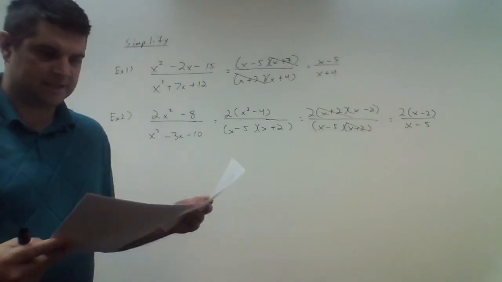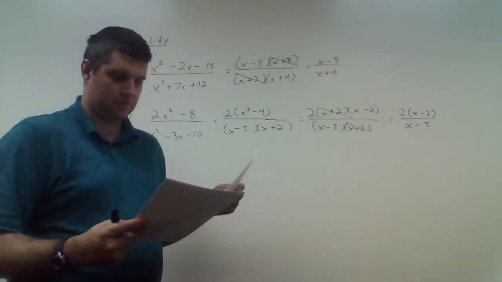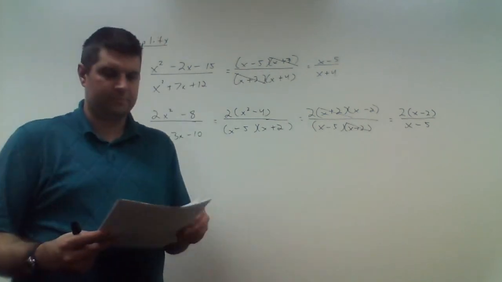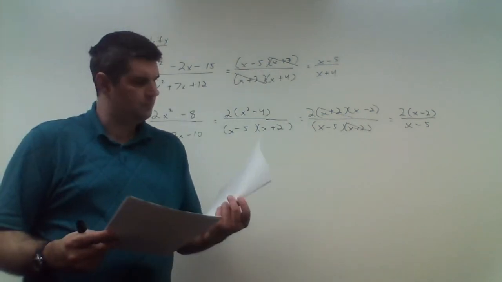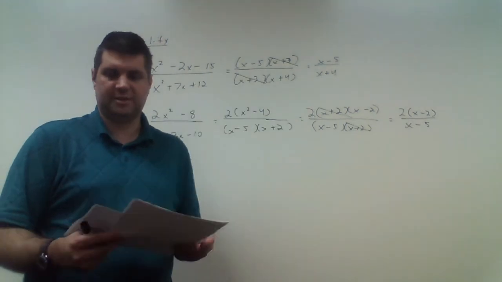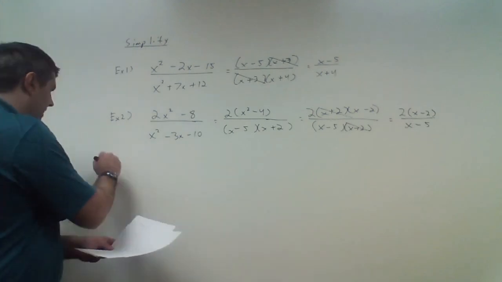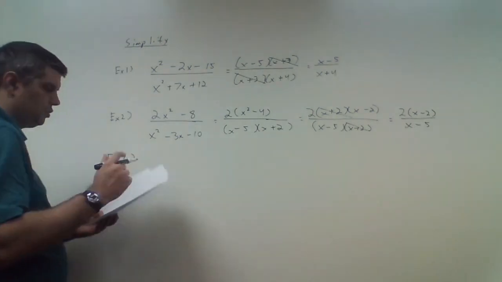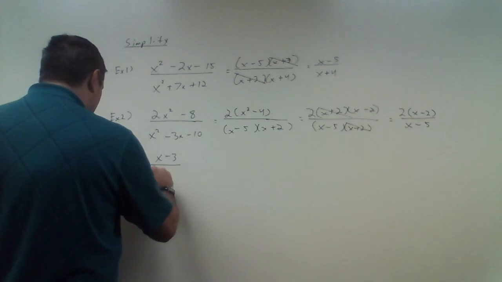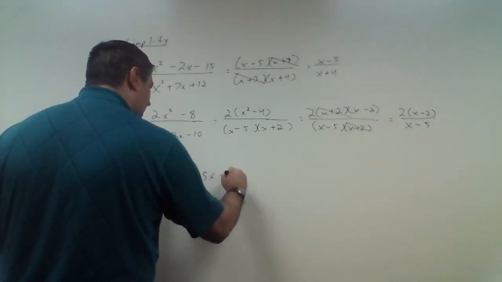We're going to skip example 3, but we are going to talk about example 3, and we're going to look at example 6. We're going to skip example 3, 4, and go on to example 6. So example 6, x minus 3 over x cubed minus 3x squared plus 5x minus 15.